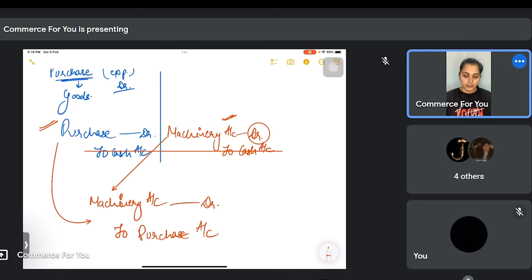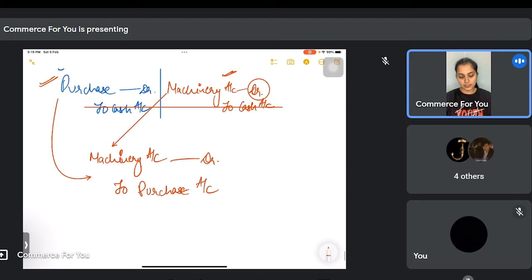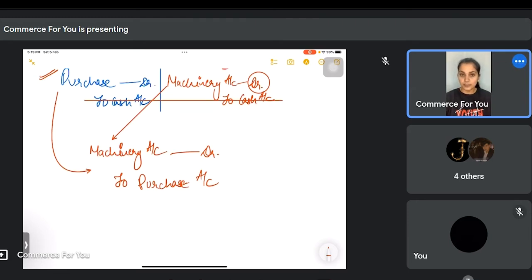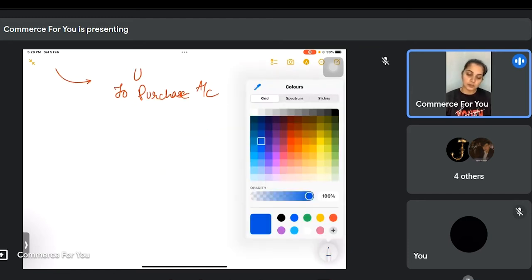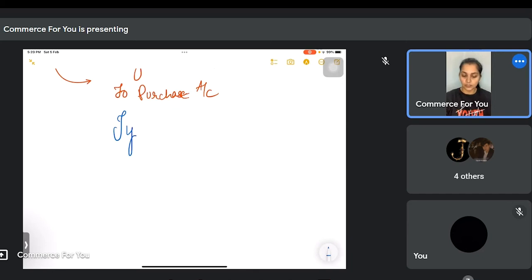Alright, now your focus should be that there may be a mistake in your account type. Let's say in this entry you have taken the purchase account instead of the machinery account, and there can be mistakes in your amounts. So there's a proper procedure for how to compare and rectify it. But before that, we need to understand the types of errors we face in this.